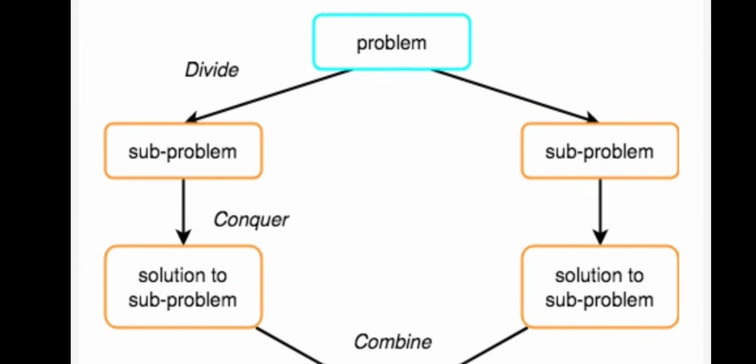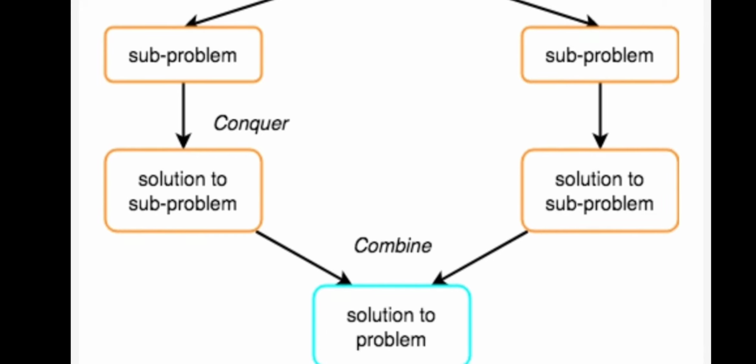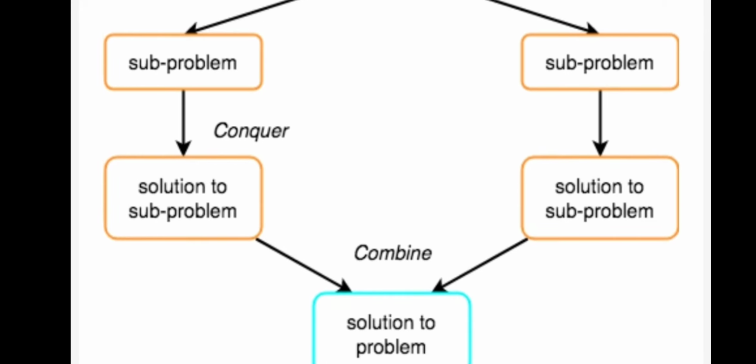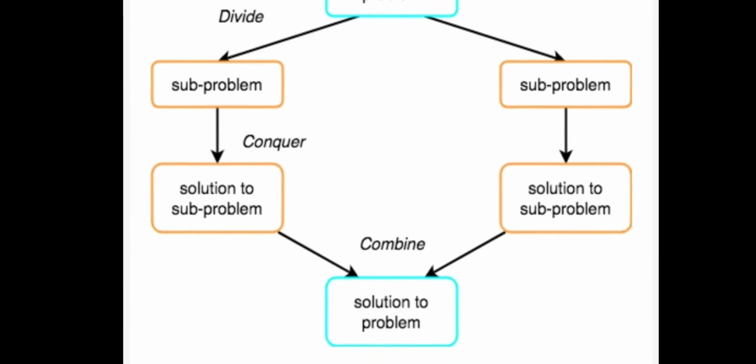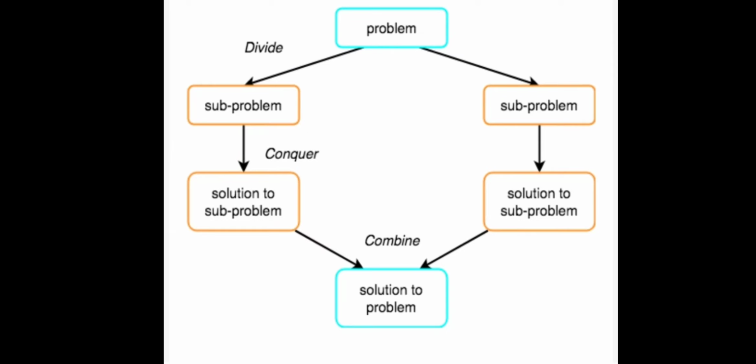See here the diagram: problem, divide, sub problem, divide sub problem. So here the problem can be divided into 2 sub problems, and the sub problems are solved. Those 2 solutions are combined to get the solution of the main problem, right? One more time, see, the problem can be divided into 2 sub problems. The 2 sub problems are solved, and the solutions of the 2 sub problems are combined.